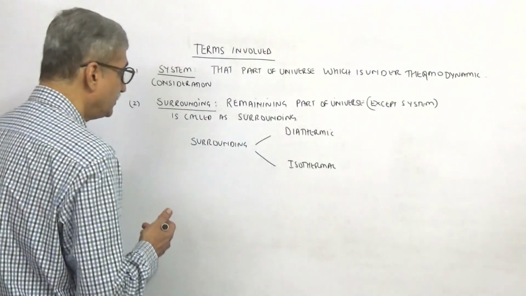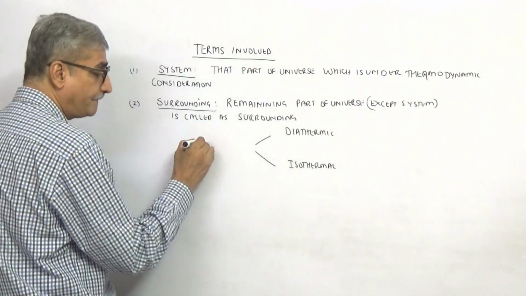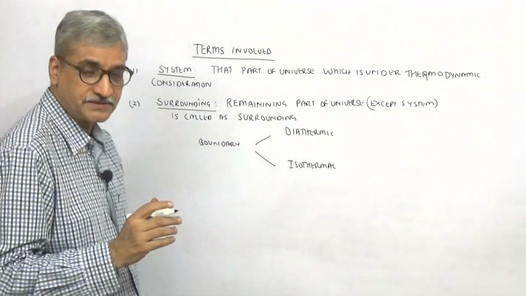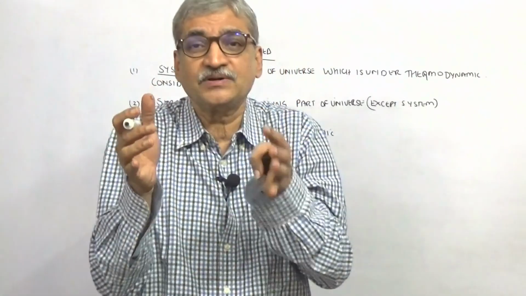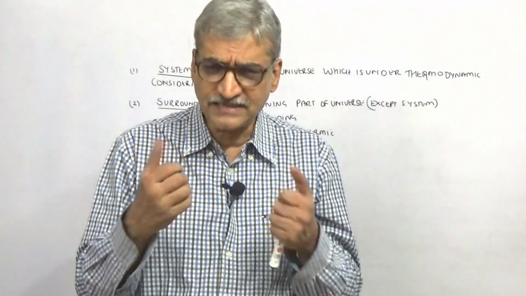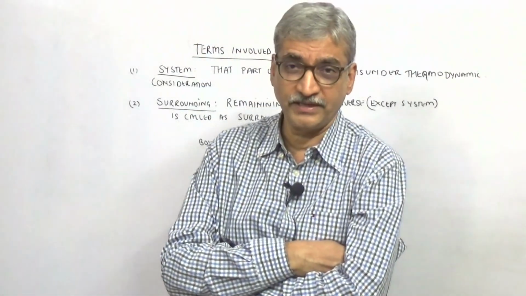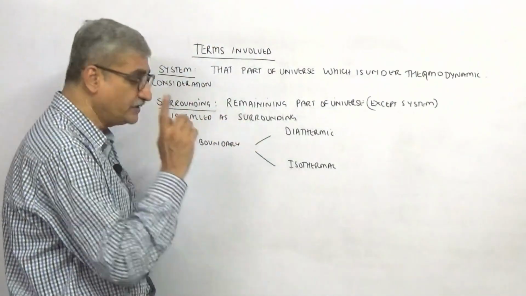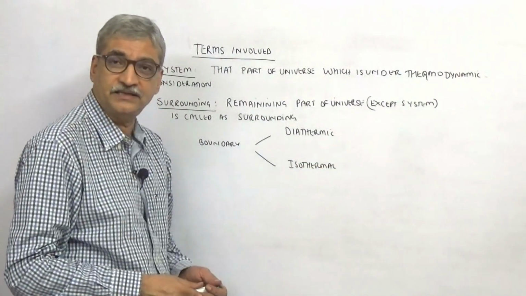After surrounding, there will be boundary. This is not surrounding, this is boundary. You have a system and a surrounding. Something has to contain the system. Suppose I have water, I have to have a glass, kettle, flask, something to hold the water. So that part of the surrounding which holds the system is called boundary. Boundary is of two types, one is diathermic and the other is isothermal.